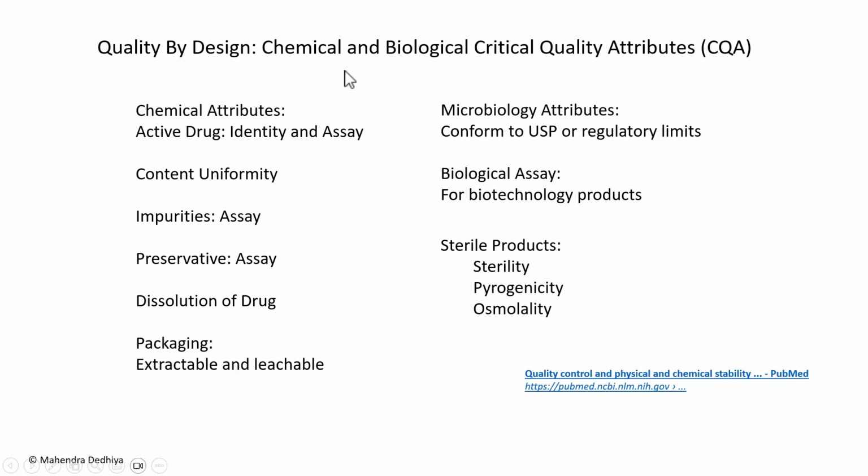Quality by design has chemical, microbiological, and biological attributes. These attributes include active, assay, and identity, content uniformity to show the proper dosing, impurities assay, preservative assay to show that product will be preserved through the shelf life. For pharmaceutical drugs, the solution of a drug, the packaging material needs to be compatible with the vehicle. In addition to that, microbiological attribute must conform to the USP or regulatory limits. Biotechnology products such as vaccine need to meet the biological assays. Sterile product must be sterile, pyrogenicity needs to be measured, and osmolality needs to be measured.